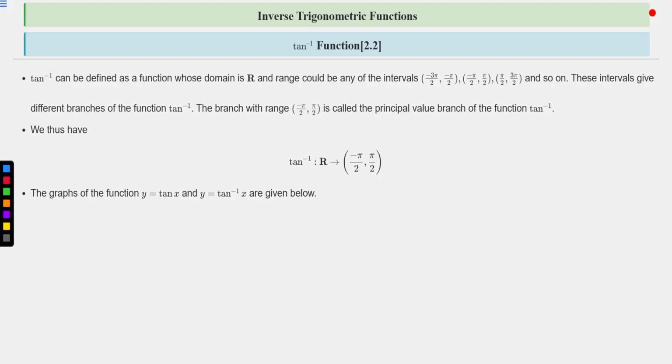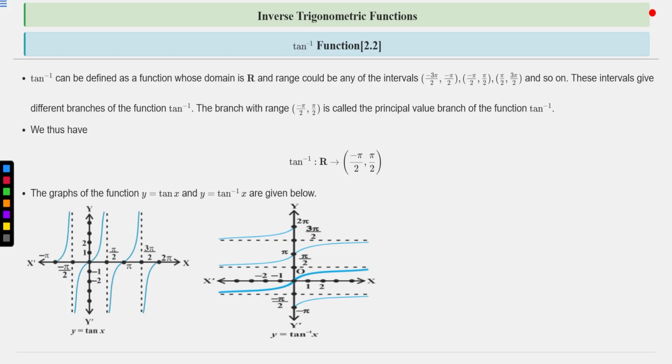So the graphs of the functions y equals tan x and y equals tan inverse x are given below. This is the graph of y equals tan x, and by just interchanging the axes, we can find the graph of y equals tan inverse x. Clear? Hope you understood. Let us move. If anyone has any doubt, you can ask in the comment box. Let us move to the next slide.